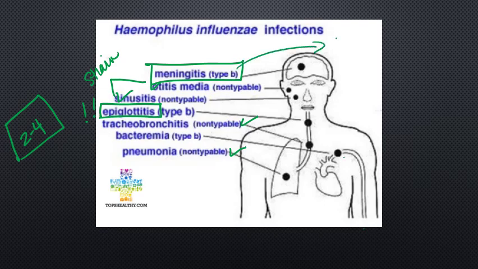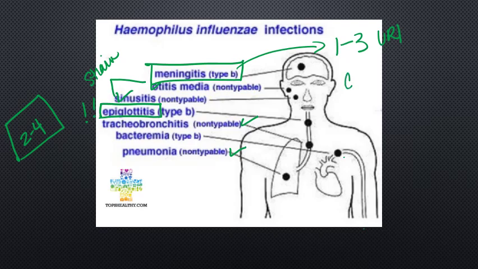So for this initial presentation, you're going to have a 1 to 3 day history of a mild upper respiratory tract infection. And then the patient is going to display normal signs of bacterial meningitis, so headache, fever, nuchal rigidity, and then the standard profile for bacterial meningitis.